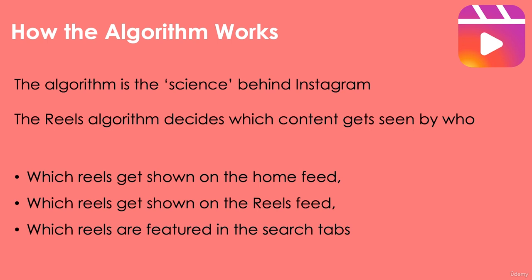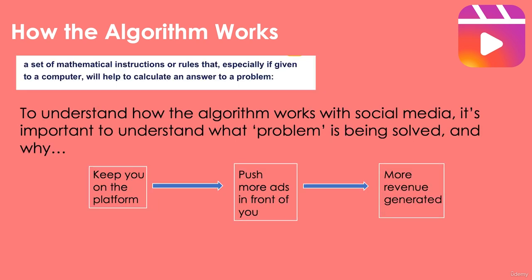So every single time a person opens the app, the algorithm instantly combs through all available content and decides the following. Which posts get shown on the homepage, which content is featured in the search tabs, and which content is shown to you on the Reels feed. So to understand how the algorithm works specifically for social media, it's important to understand what problem the algorithm is trying to solve and why.